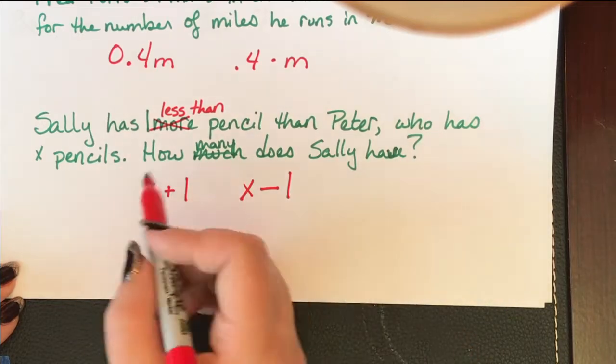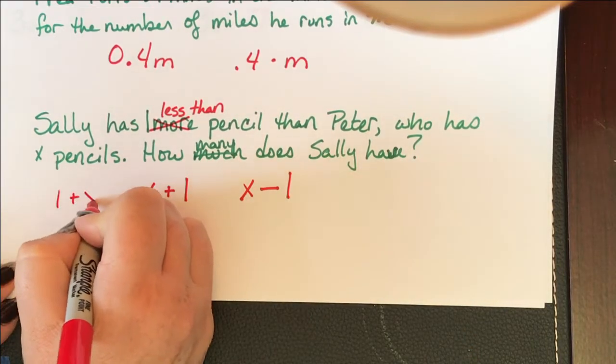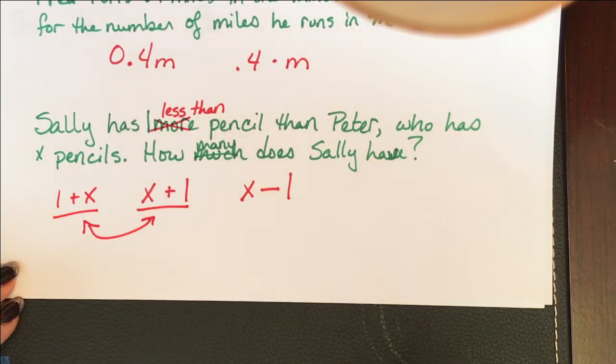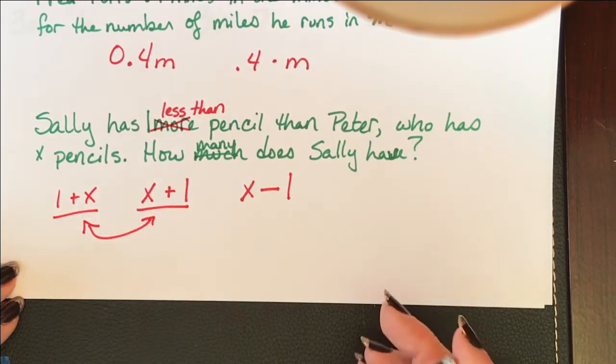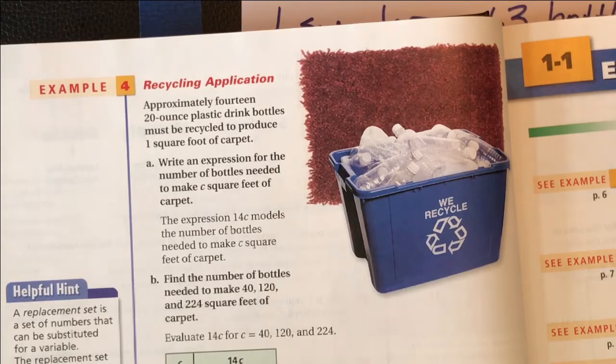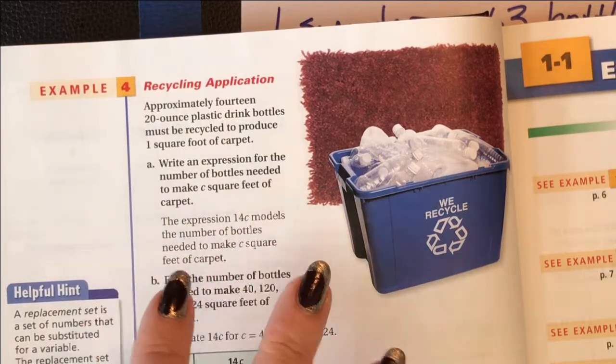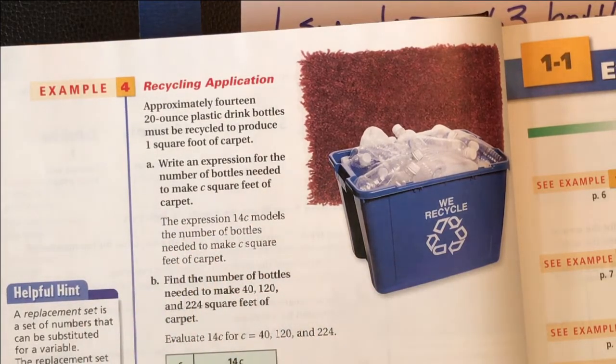Whereas when we're adding, it could be X plus 1, it could be 1 plus X. These are the same problem, and order doesn't matter, and both are correct. The word problem they have on page 8, in example 4, breaks it down for you in words. This is what it looks like when they put it in a paragraph.